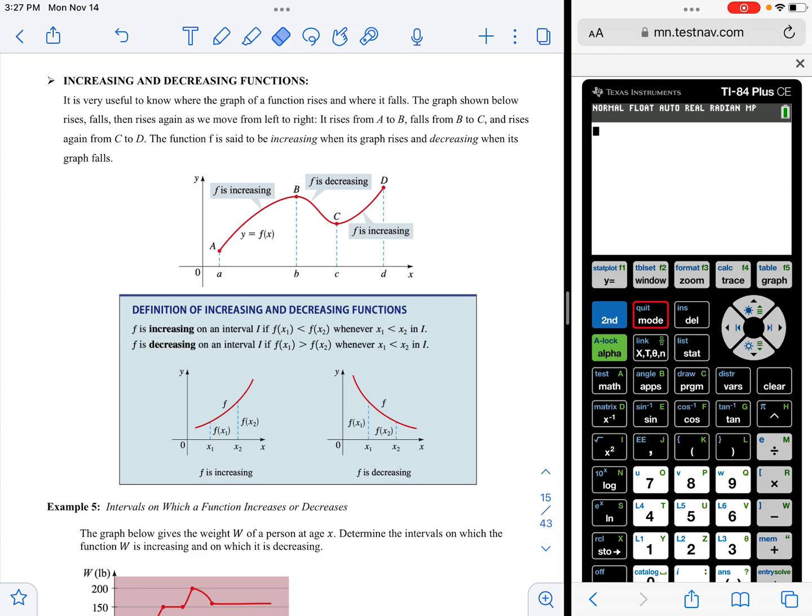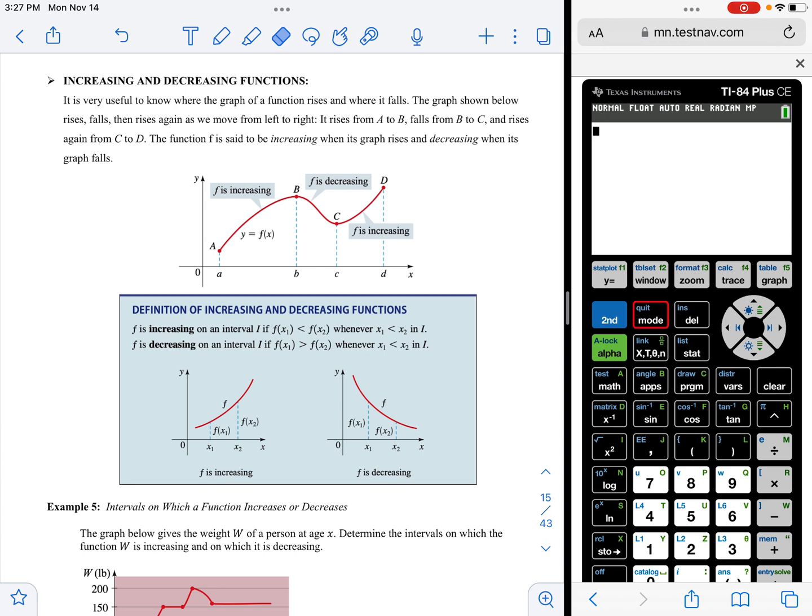Hello, college algebra students. This is section 2.3, and this is the second video in this particular section. The first video was on the domain and range of a function, and this video will be on the increasing and decreasing characteristics of a function.